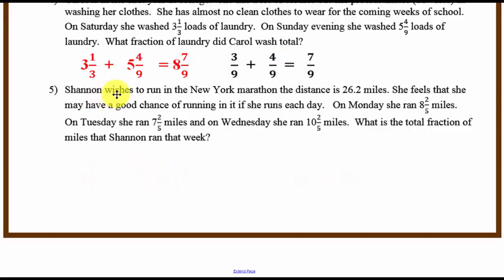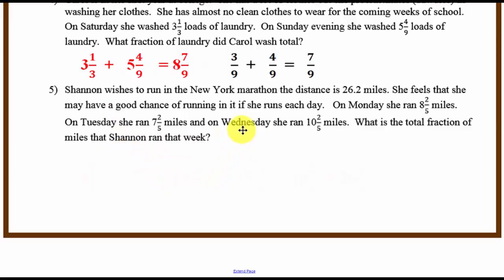Number 5, Shannon wishes to run in the New York Marathon. The distance is a total of 26.2 miles. She feels that she may have a good chance of running in it if she runs each day. On Monday, she ran 8 2/5 miles. On Tuesday, she ran 7 2/5 miles. And here we have a third one. On Wednesday, she ran 10 2/5 miles. What is the total fraction of miles that Shannon ran this week?